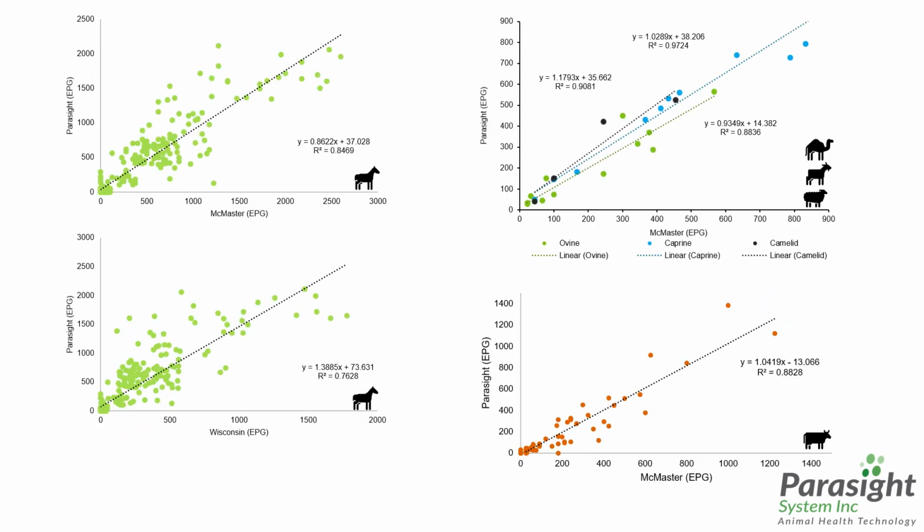Well, in the past, for validation of the pasture animal unit, high correlation coefficients greater than 0.7 were found between equine samples for Parasight and McMaster and Wisconsin, as well as camelid, sheep, goat, and cattle samples for Parasight and McMaster.